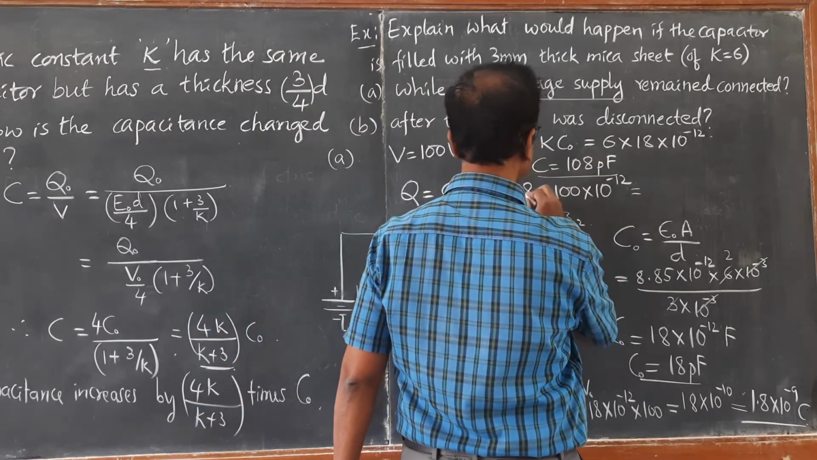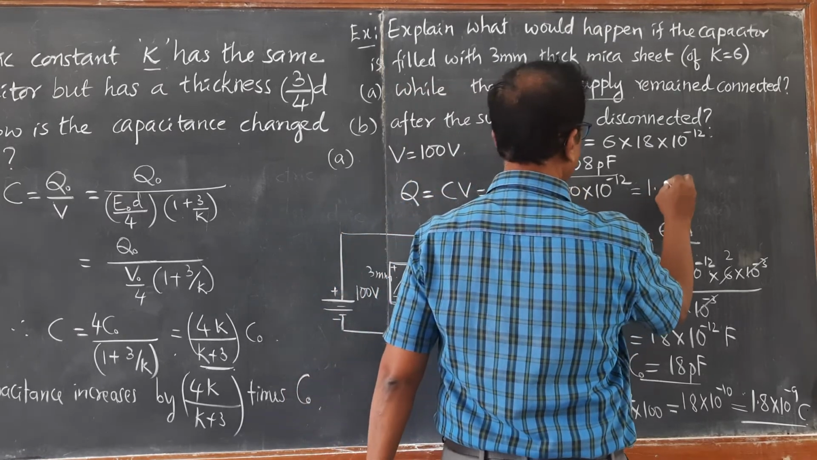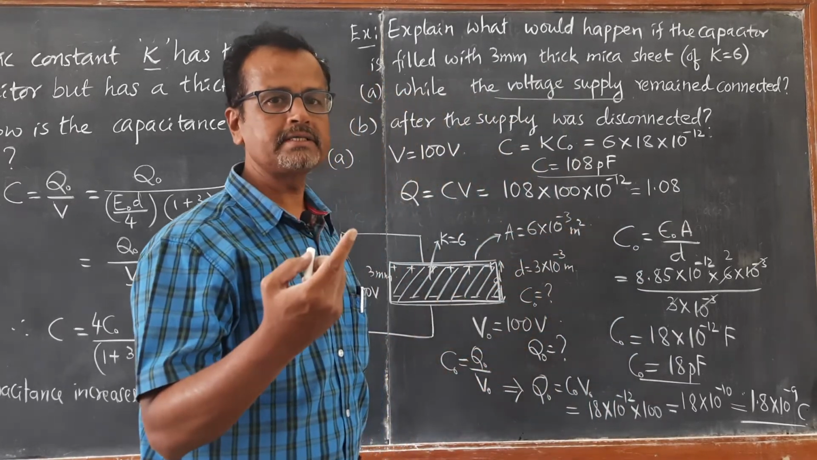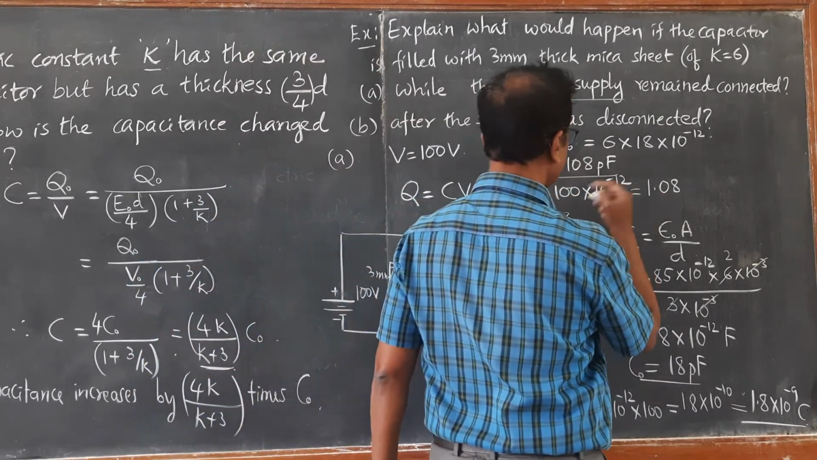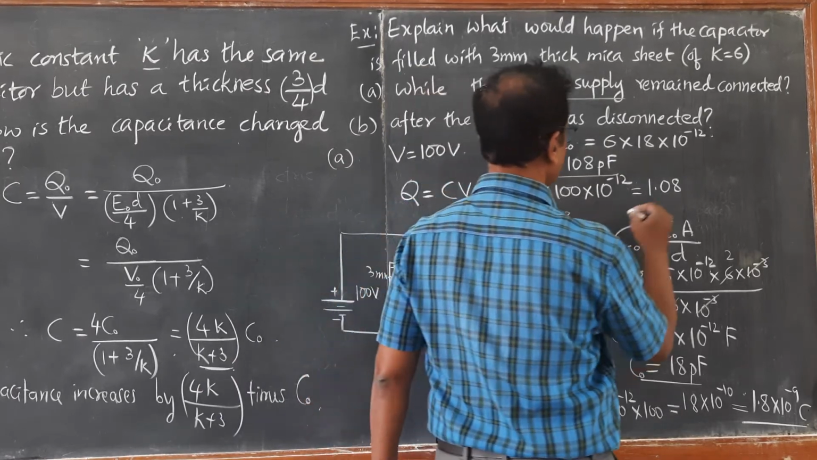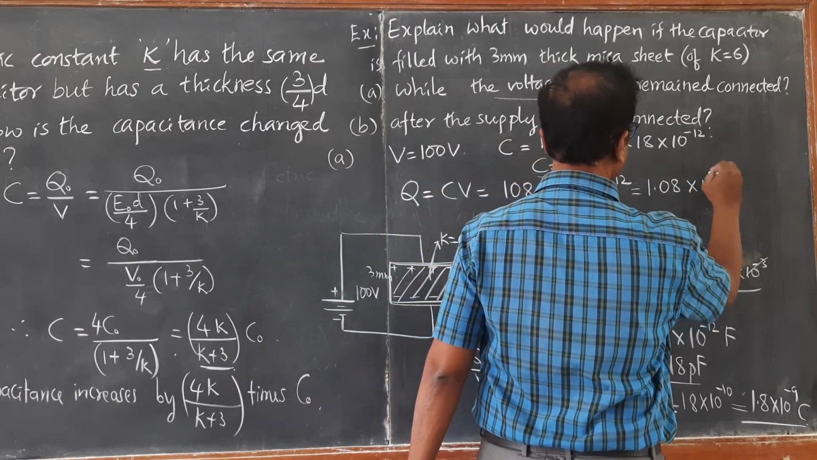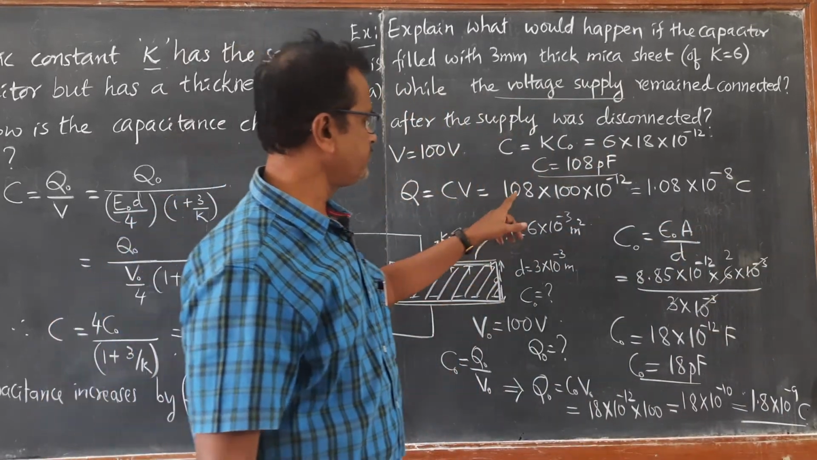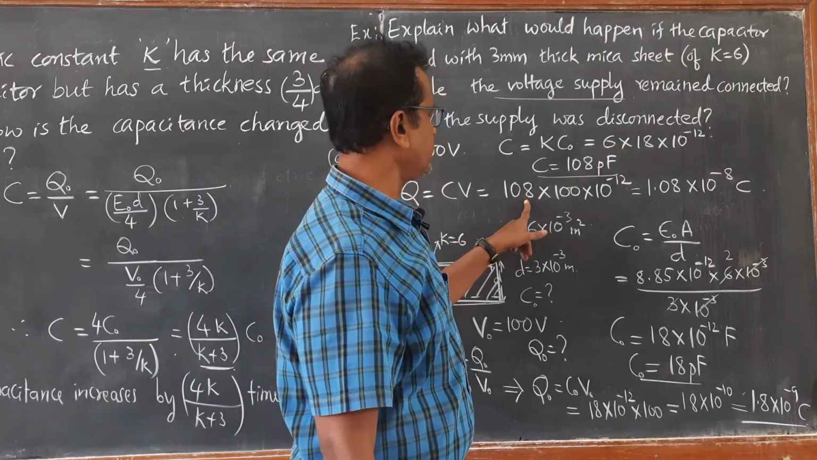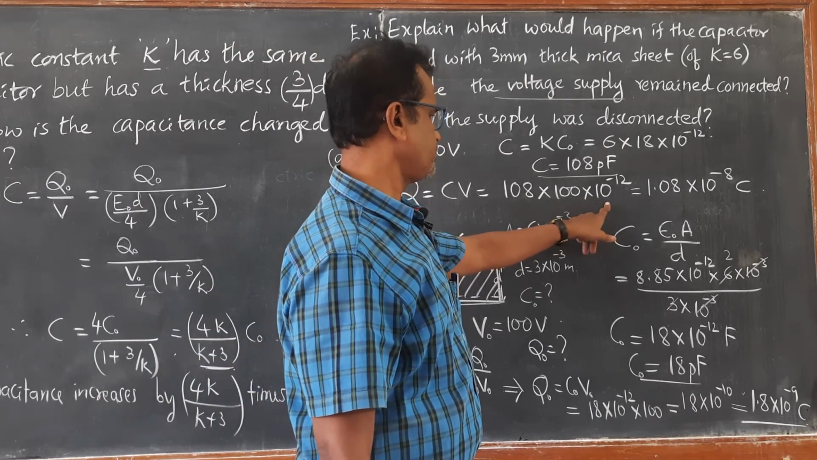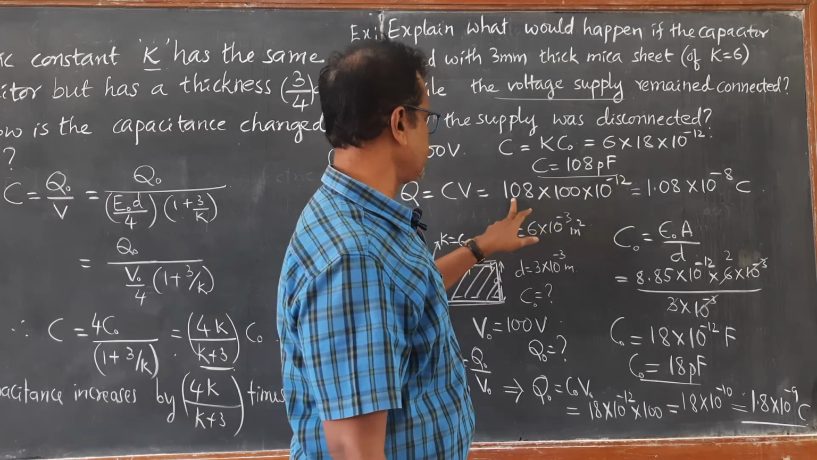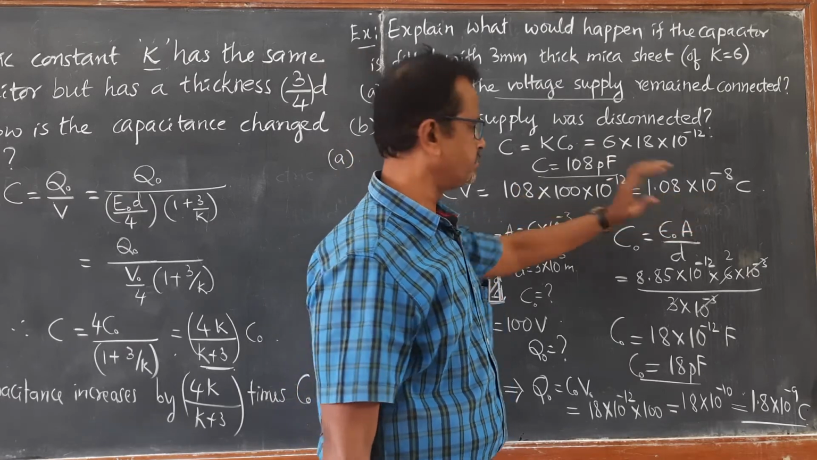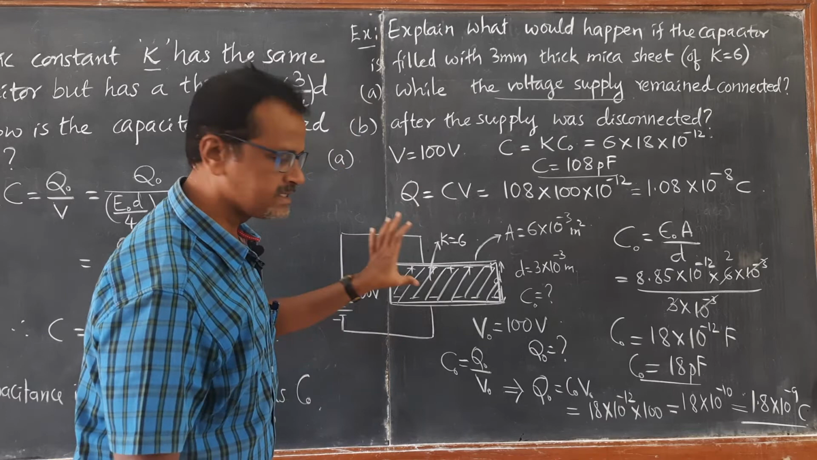Therefore, it becomes 108 into 10 to the power of minus 10, which can be written as 1.08 into 10 to the power of minus 8 coulomb. So this is 10 to the power of minus 10, and if you take 2 zeros here, it becomes 1.08. So 1.08 into 10 to the power of minus 8 coulomb. This is the charge when the supply is still connected.